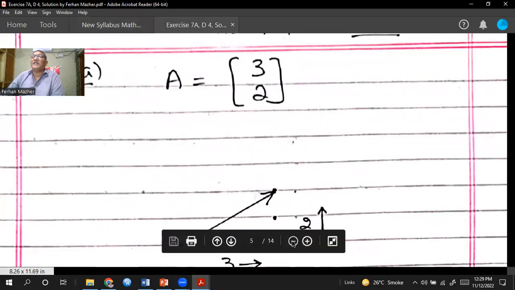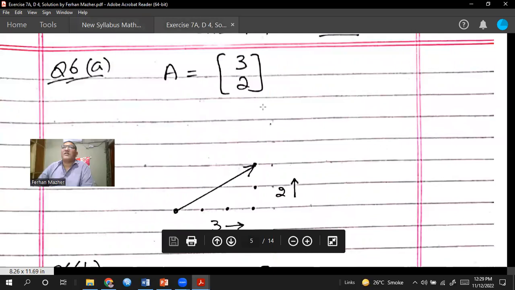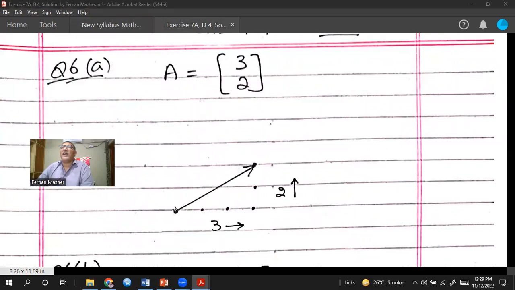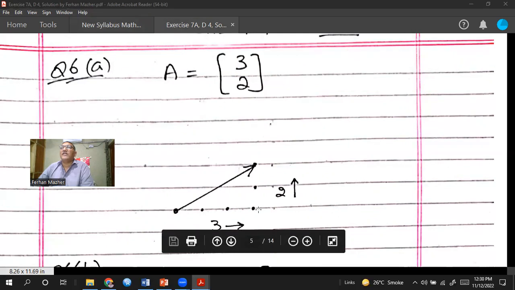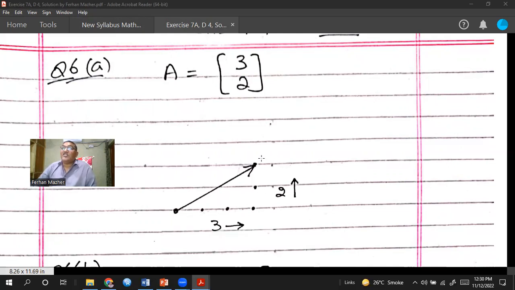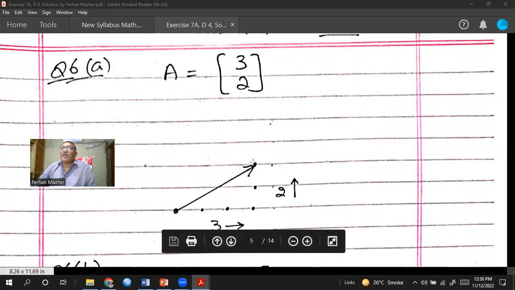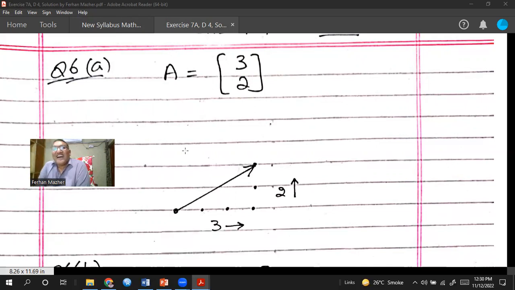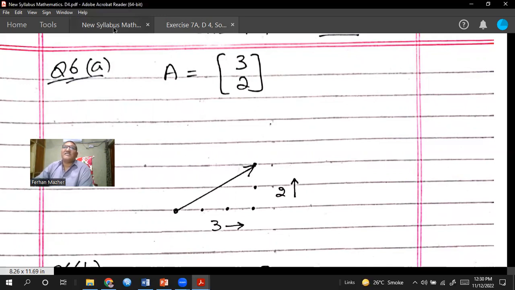So for example, this is question number 6A part 3, 2. Suppose this is your starting point. So I will move 1, 2, 3 along the x-axis because positive, so I'm going to the right. Then positive 2, 1, 2, 2 steps upward. So that's my endpoint. Join the starting point with the endpoint and put an arrow towards the endpoint, the terminal point. So this is how you represent a vector on a graph paper.